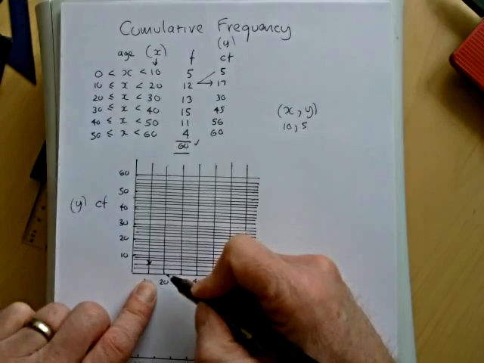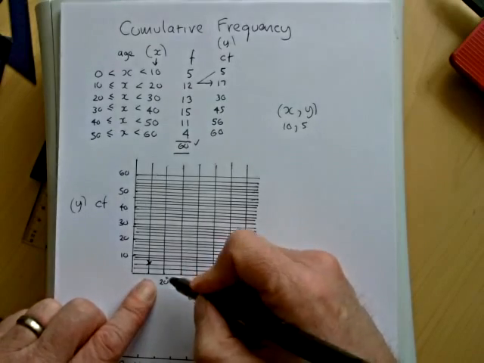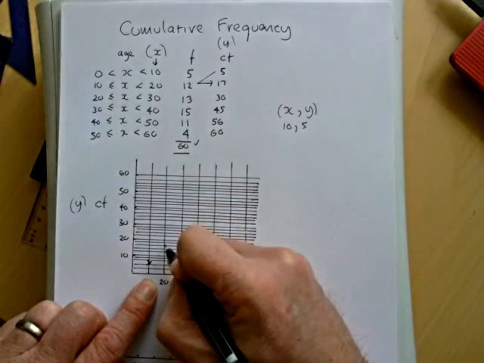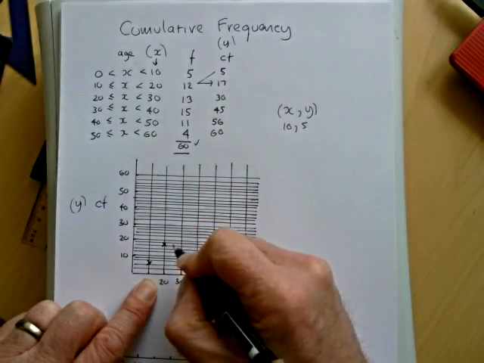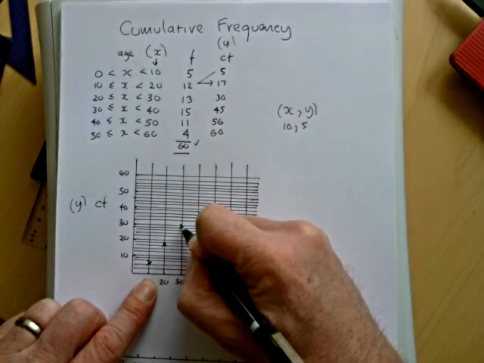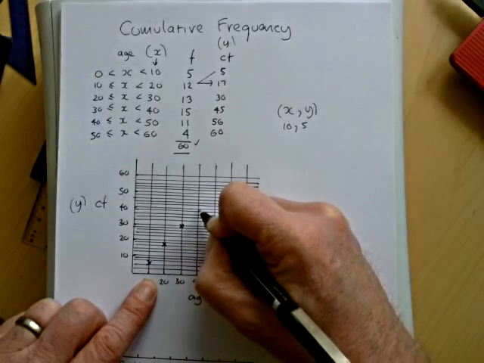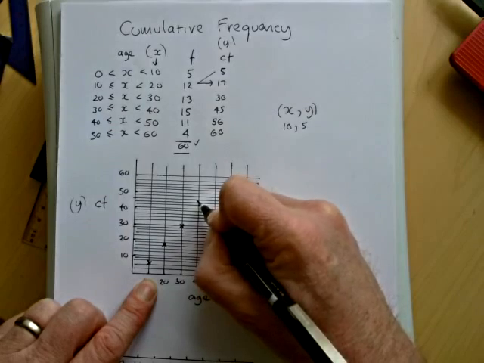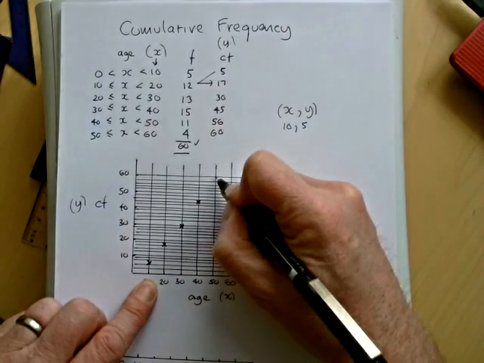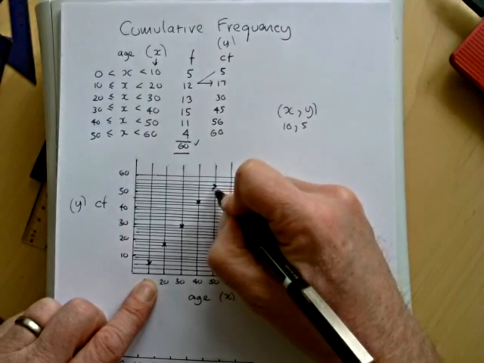Now it's a bit rough and ready, this graph, so bear with that. Obviously in examinations and in tests the grid is given to you. So the next point is 20 and 17. 20 and 17 is about there. The next point is 30 and 30. So there's my 30 and 30. 40 against 45, round about there. 50 and 56, about there.